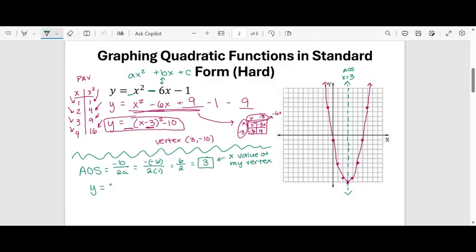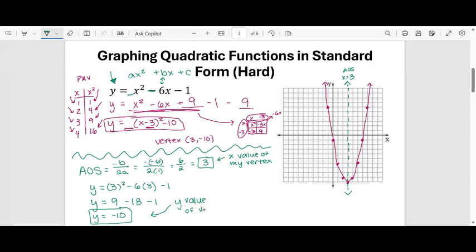So I'll have 3 squared minus 6 times 3 minus 1. To be clear, I put 3 into my original equation. 3 squared is going to give me 9. Negative 6 times 3 gets me negative 18. And then bring down my negative 1, so minus 1. 9 minus 18 will give me negative 9. Negative 9 minus 1 will give me negative 10. So my y value of my vertex is going to be negative 10.